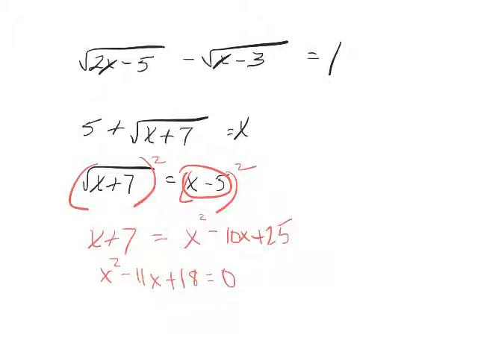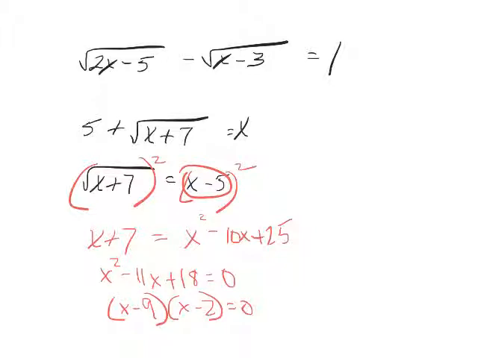And then all I have to do is see if I can factor that down. And in this case, you can factor it down into an x minus 9 and an x minus 2. And that equals 0. So my x value is 9 or 2. Okay, so that works just fine.